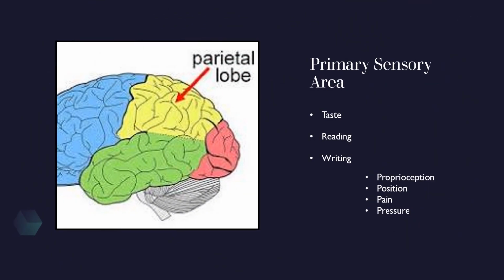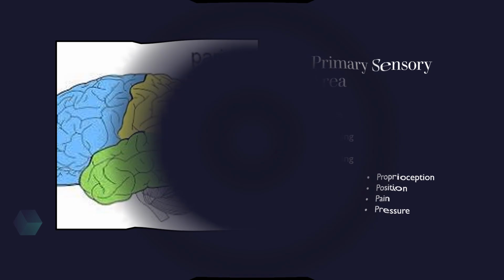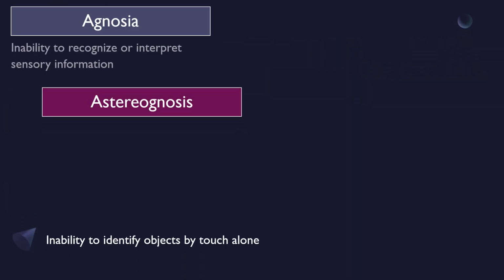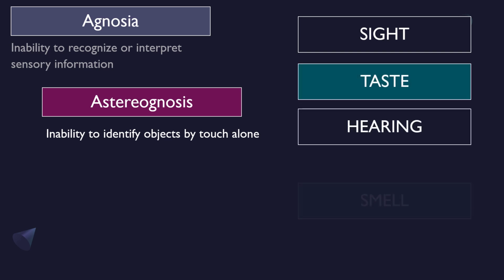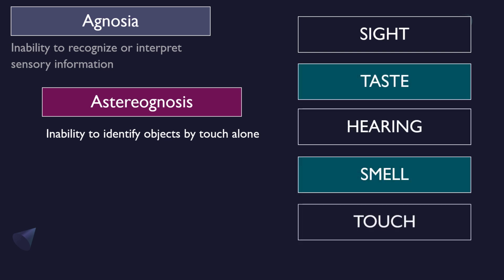The parietal lobe is the primary sensory area. It's responsible for taste, reading, and writing. Its functions are proprioception, position, pain, and pressure. Parietal lobe is capable of integrating sensory information and transforming this into sight, taste, hearing, smell, and touch.